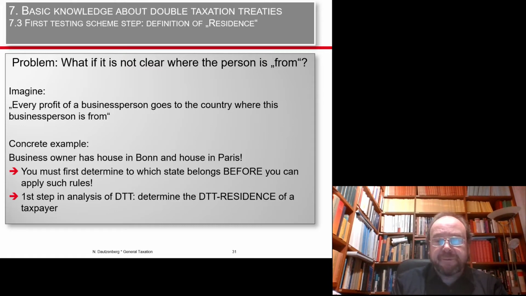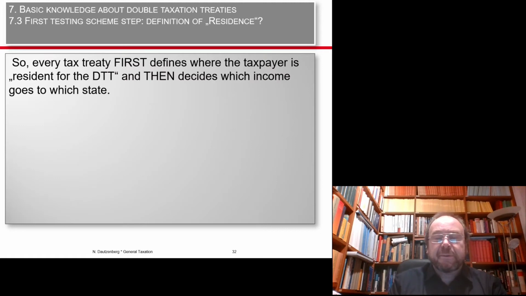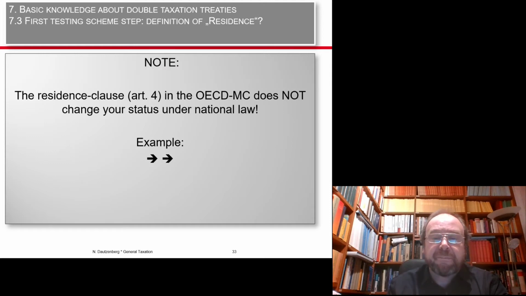So the French would read, I get everything. The German would read, I get everything. That would be chaos. So when it comes to reading the rules in the DTT, you have first to find out which country has the role of taxpayer's residence country. So you must determine that first. Before you know where the taxpayer is from, you cannot apply the text. And then you can read and find out where the income comes from.